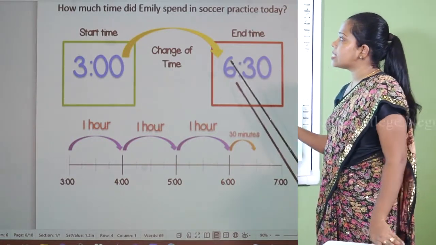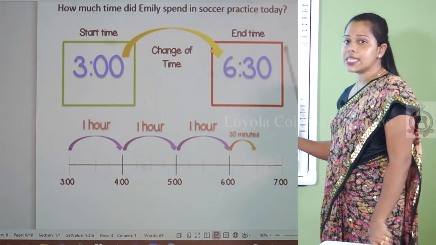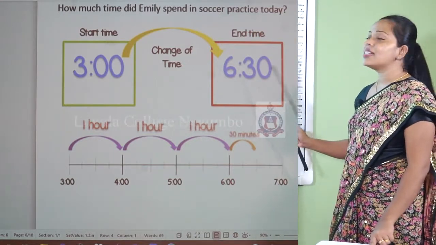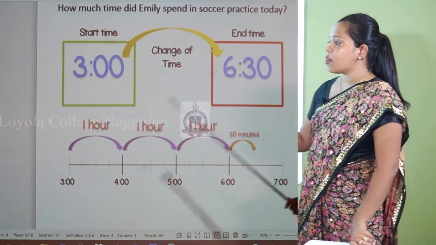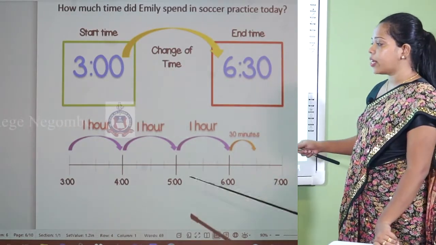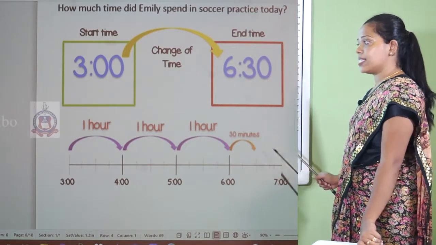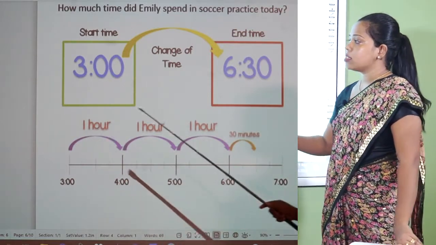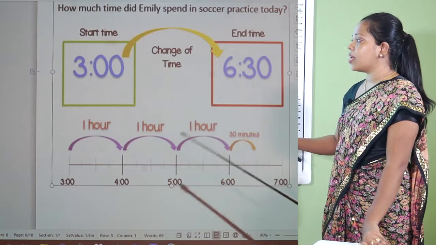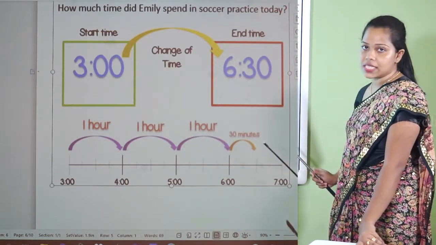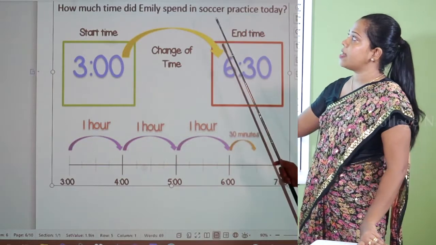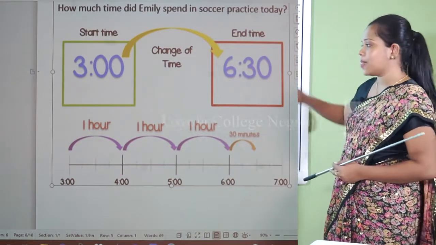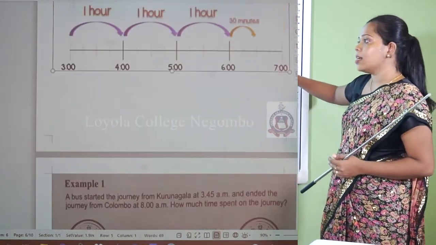But she finished practice at 6:30. From 6 to 6:30, how many minutes? 30 minutes. You know that, right? So from 3 to 4, 1 hour, 4 to 5, 1 hour, 5 to 6, 1 hour, and 6 to 6:30, it's 30 minutes. How many hours did we get? 1, 2, 3. So 3 hours and 30 minutes. So how much time did Emily spend in soccer practice? It's 3 hours and 30 minutes. You all understood it? Okay.